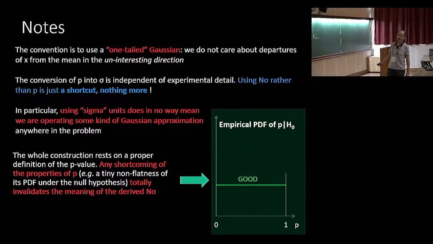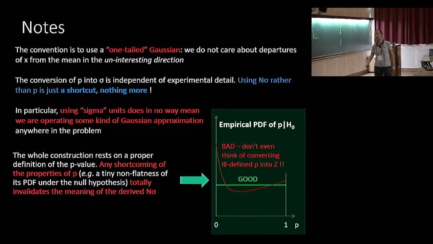And if this is even slightly not flat, then you shouldn't even use the p-value itself, let alone start quoting a z-value, because any shortcoming of this distribution will totally invalidate the meaning of the derived number of standard deviations that you are quoting. So if you have a situation like this, and beware, this is very common, because you may underestimate the uncertainties in some part of your problem. You may have insufficient Monte Carlo statistics in the templates that you fit for the distribution, from which you get the chi-squared, which you convert into the p-value, or you may have other effects, okay? So if this is the case, don't do it. Don't even think about quoting sigmas, okay?